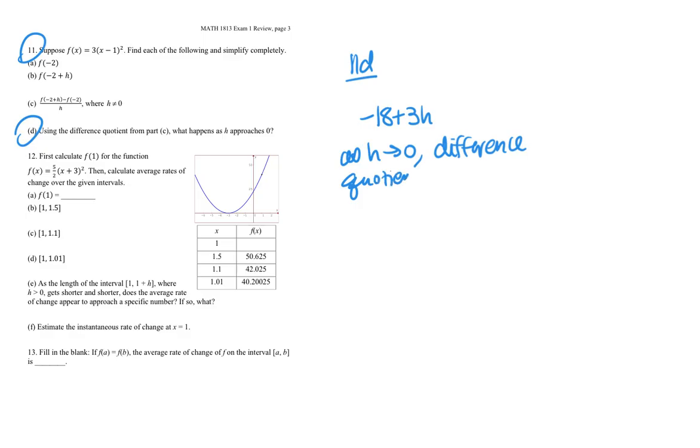All right, so, using the difference quotient from part C, what happens as h approaches 0? Sorry, I didn't do 11D yet. So the difference quotient that we got was negative 18 plus 3h. So as h approaches 0, that difference quotient approaches negative 18 plus 3 times 0, which is just negative 18.